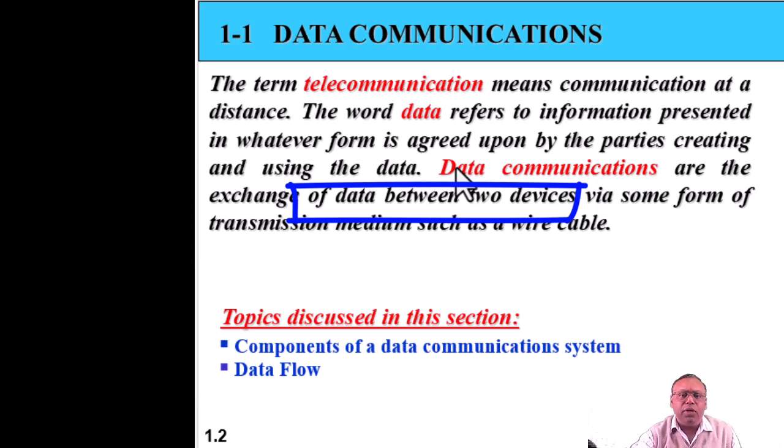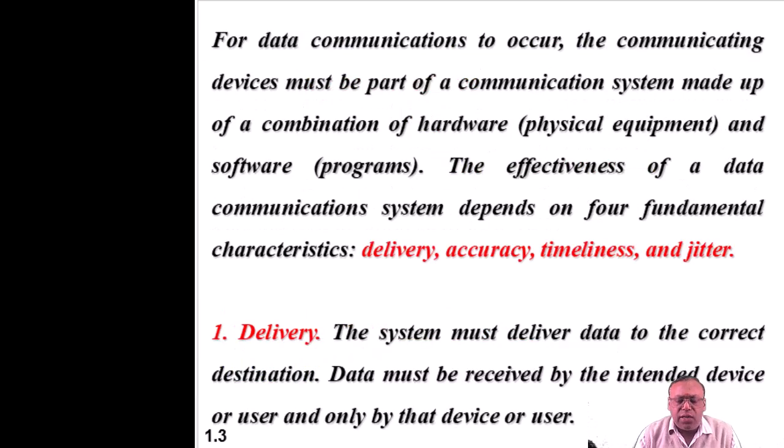Now before laying down the structure for our network, we need to remember some points, meaning the basic characteristics of the network for the effective communication of the data. So effective communication of the data depends on four factors. First is delivery, second is accuracy, third is timeliness, and fourth is jitter. Now we will explain all the terms one by one.